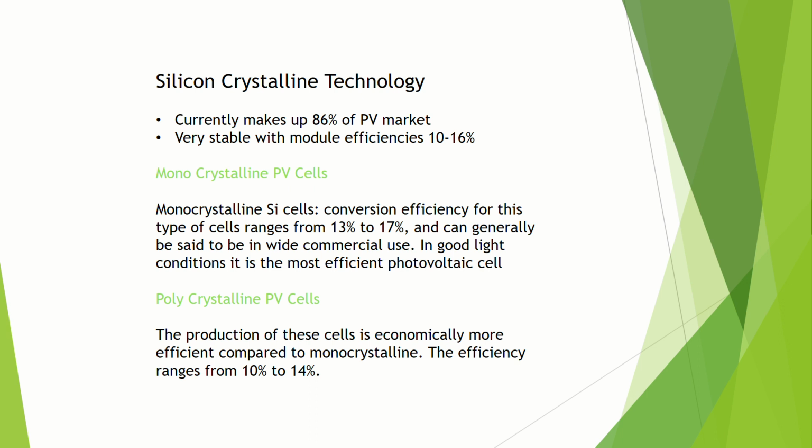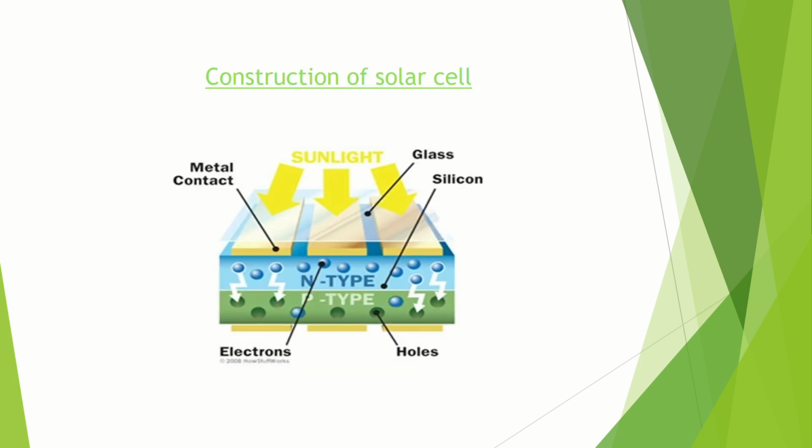Monocrystalline PV cells. Monocrystalline silicon cells have a conversion efficiency ranging from 13% to 17% and can generally be said to be in wide commercial use. In good light conditions, it can be the most efficient photovoltaic cell. Polycrystalline photovoltaic cells. The production of these cells is economically more efficient compared to monocrystalline. The efficiency ranges from 10% to 14%.